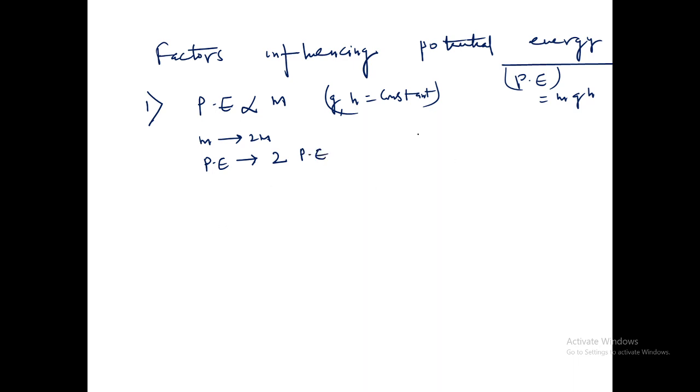And if we plot a graph, on the vertical axis we have taken potential energy, and on the horizontal axis, the x-axis, we have taken mass. So the graph will come out as a straight line with non-zero slope.